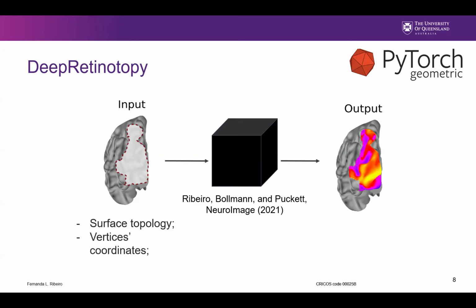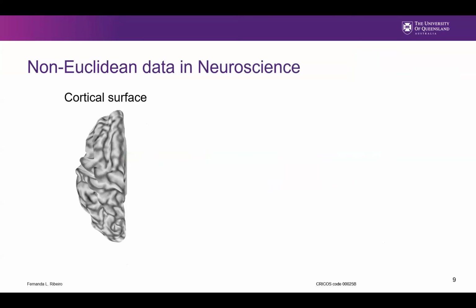We use the vertices coordinates, so essentially the location of the vertices in the 3D space. And we also use feature vectors, which are essentially the features associated with each vertex. In this paper published in 2021, we use curvature and myelin values. So they were our features. As the output of our model, we expected polar angle and eccentricity values for every single vertex. So this is essentially a vertex-wise regression task.